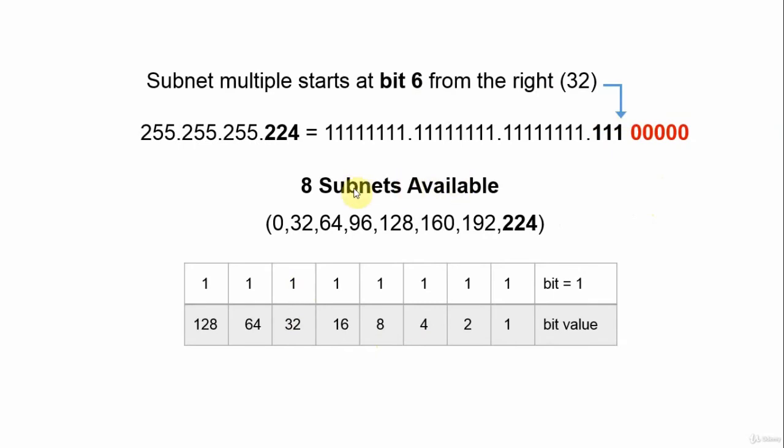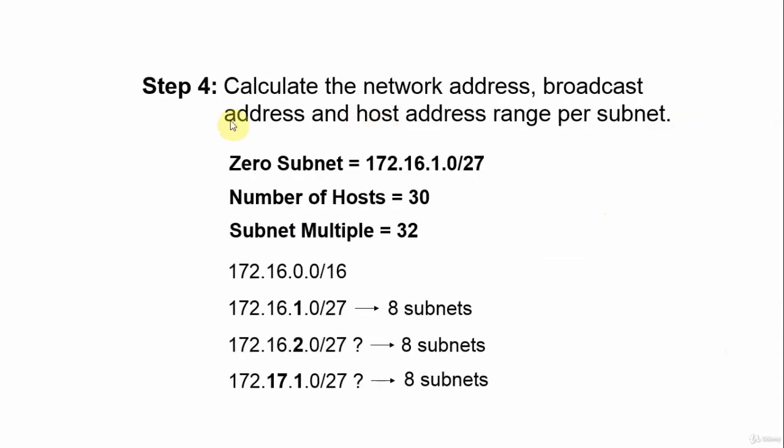And so there's 8 subnets available: 0, 32, 64, 96. I'm just adding 32 because it's a multiple. So there's 8 subnets from 0 right through to 224. That's where I'm getting the 8 subnets available to use for creating subnet addresses or network addresses. They're synonymous. And step 4, calculate the network address, broadcast address, and host address range per subnet. So here I'm going to start again with the 0 subnet, or you don't have to. I could start with something else, but it's just easy enough to do that.